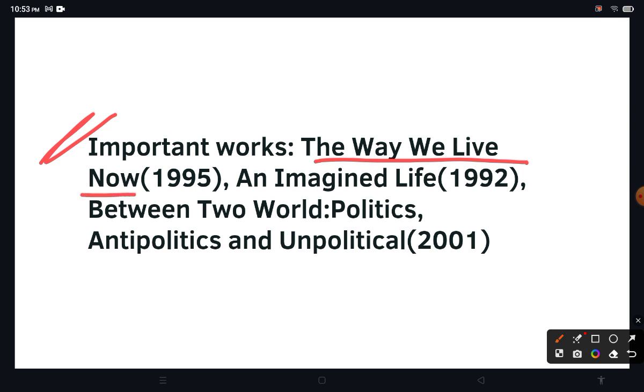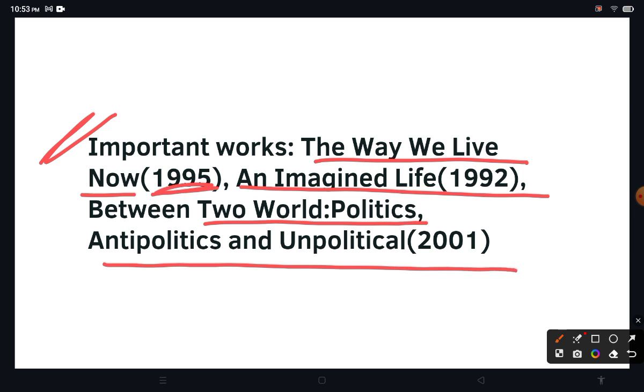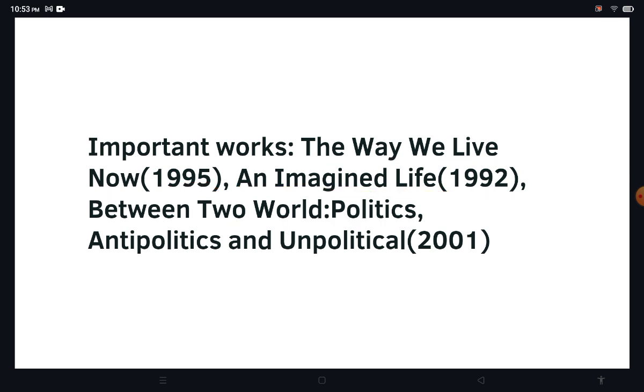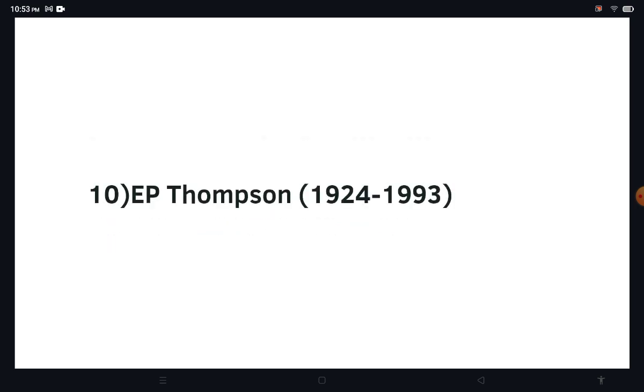Okay, so important works: The Way We Live Now, published in 1995, then An Imagined Life, 1992, Between Two Worlds: Politics, Anti-Politics, and the Unpolitical, published in 2001.